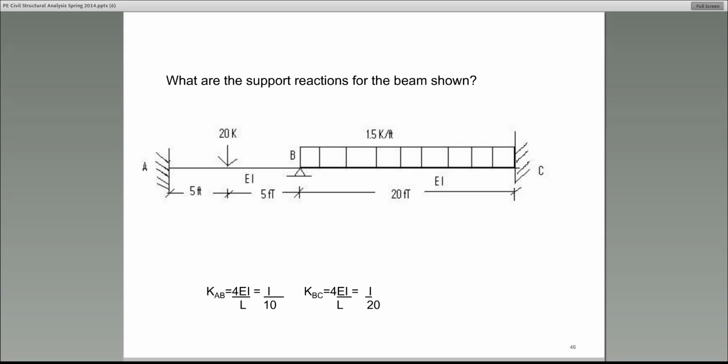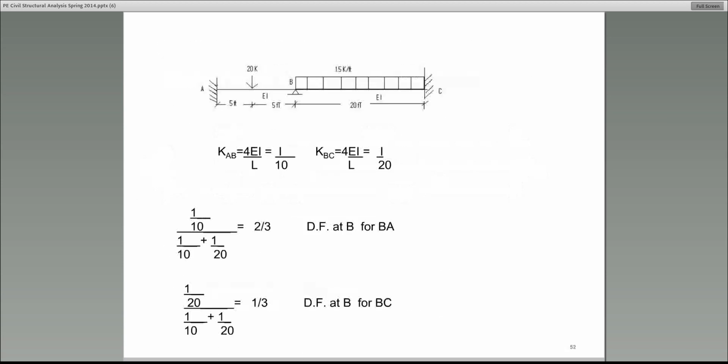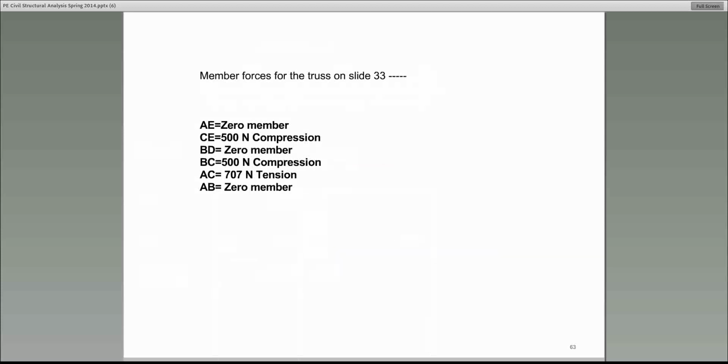Now here, this is an indeterminate structure. I told you at the very beginning of this presentation, you do not need to know how to analyze indeterminate structures for the morning portion of the exam. I have this in here for those of you who will be taking the structures exam in the afternoon. I'm not going to go over this, as I mentioned in the very beginning of this session, but I need for you to follow that. Now here, these are the answers to different members of that square truss on slide 33.